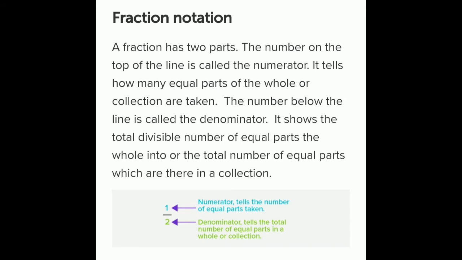Fraction notation. A fraction has 2 parts. The number on the top of the line is called the numerator. It tells how many equal parts of the whole or collection are taken. The number below the line is called the denominator. It shows the total number of equal parts into which the whole or collection is divided.